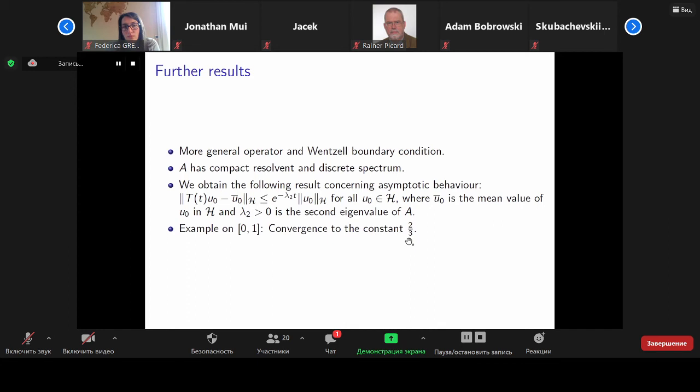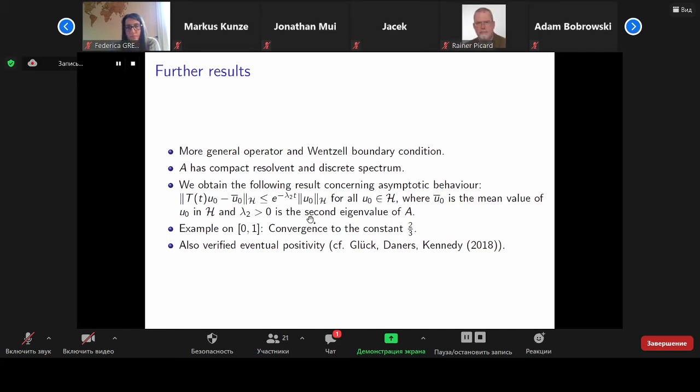Then finally, what we also showed, it was mentioned in the last talk and will also be mentioned in the next talk, is that though we are not positive, we can also investigate eventual positivity, and we could also verify the property of this eventual positivity for our system. So if we start with some non-negative initial datum, we might lose positivity for some time, but we will get it back after a predictable time.